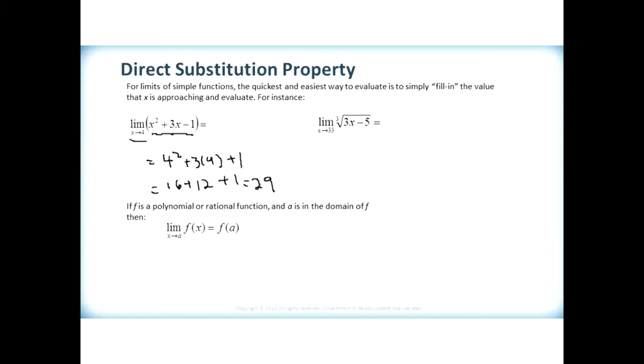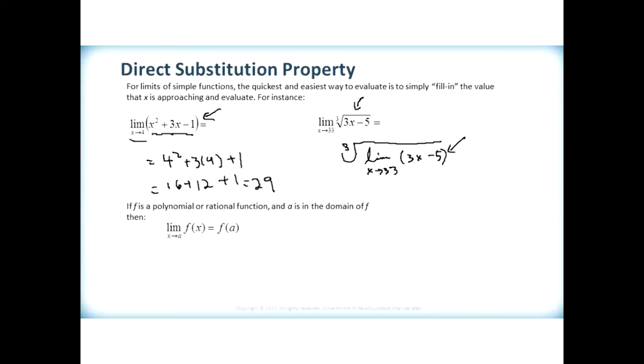Over here we have a radical function with a little polynomial inside for the second one. In order to evaluate that, all we have to do is remember that one of our limit laws says that the limit of a root of a function is just the root of the limit of the function. So it's the cube root of the limit as x approaches 33 of 3x minus 5. Then I know that for a polynomial, and same thing over here, I just have a linear, I can just fill in my 33.